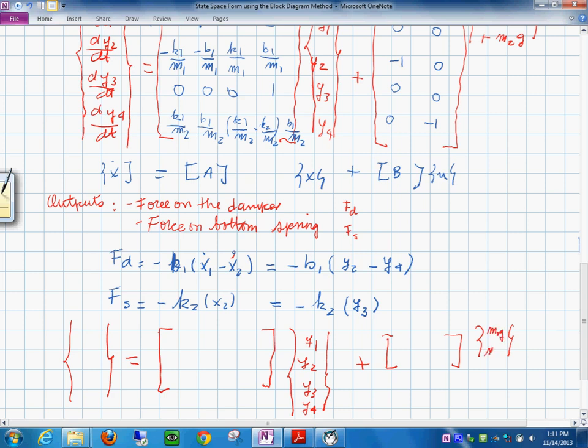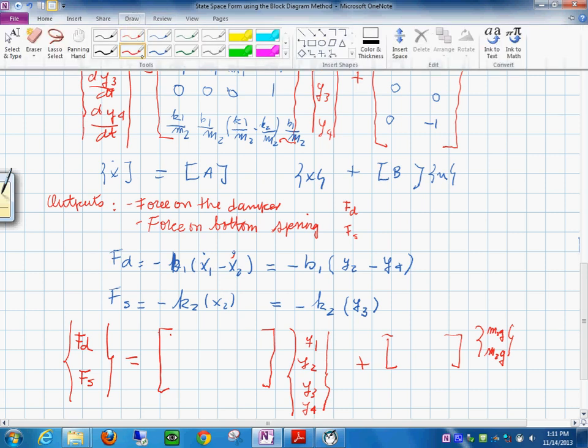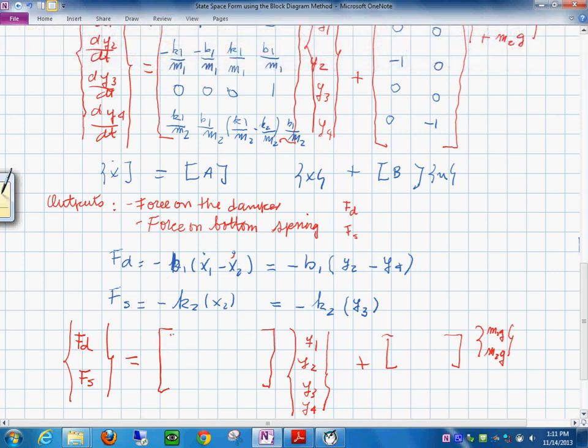M1G and M2G. This is going to be the force of the damper, and this is going to be the force of the spring. So the force of the damper right here, minus B sub 1. So for Y1 we have a 0. Let's just be consistent here. And then for Y2 we have a minus B sub 1.